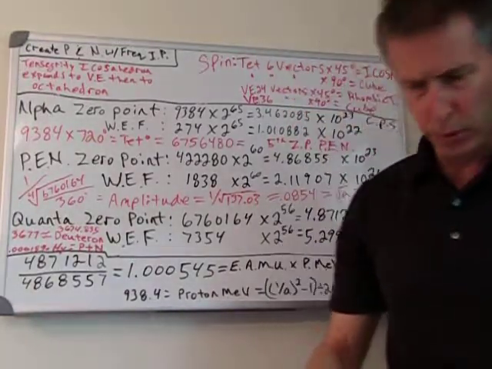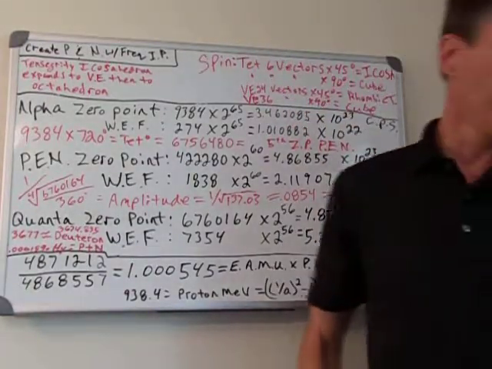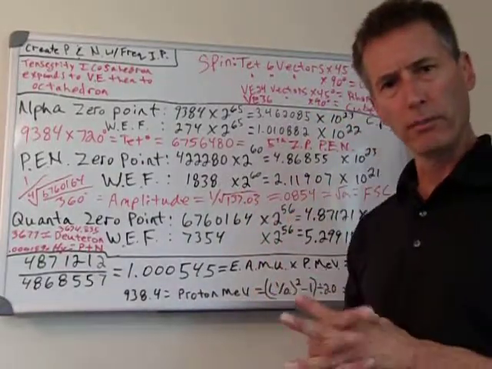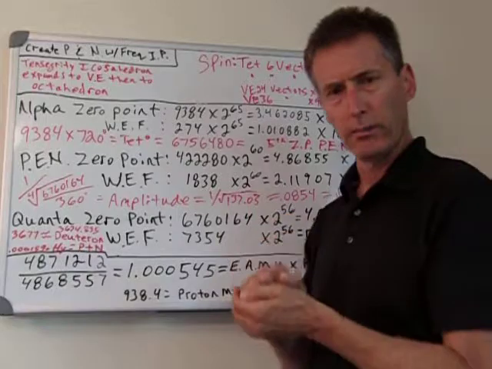It's really easy to understand when you just understand that the prime vector is the base unit of measurement in our system. That's the base quantum of energy.